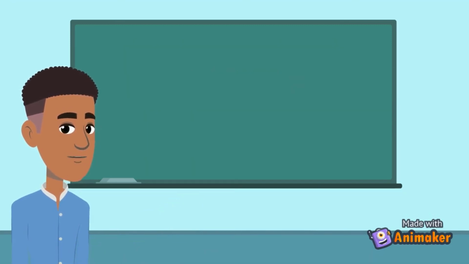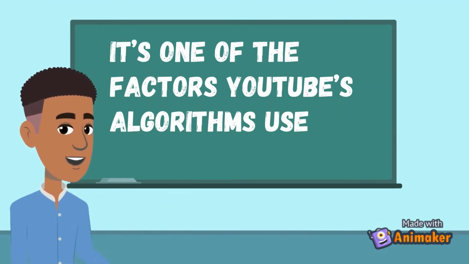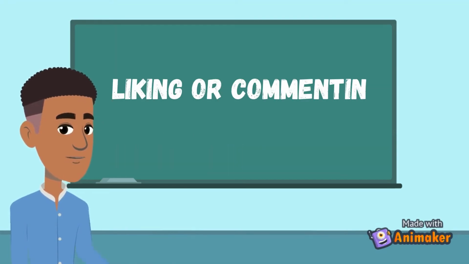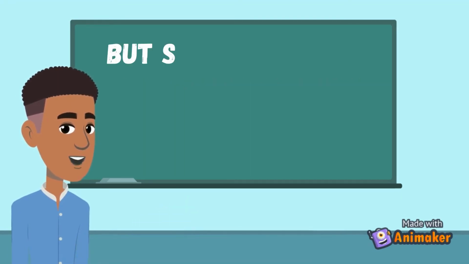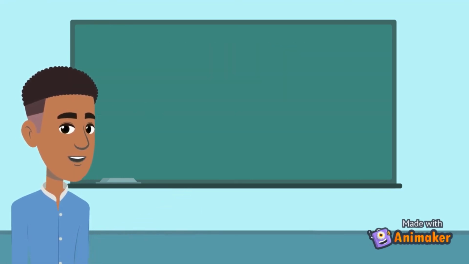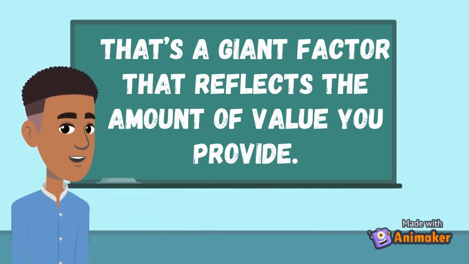Number 5. Encourage people to subscribe. Subscribing is a big deal on YouTube. It's one of the factors YouTube's algorithms use to rank videos. Liking or commenting on a video is a one-time action, but subscribing means that people will see your content on a regular basis. For YouTube, that's a giant factor that reflects the amount of value you provide.